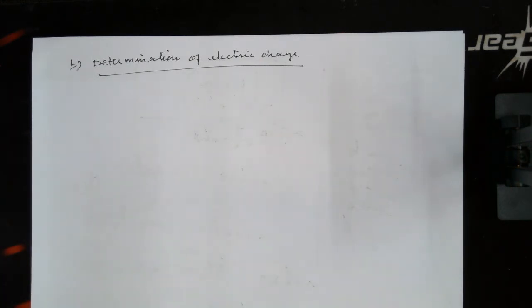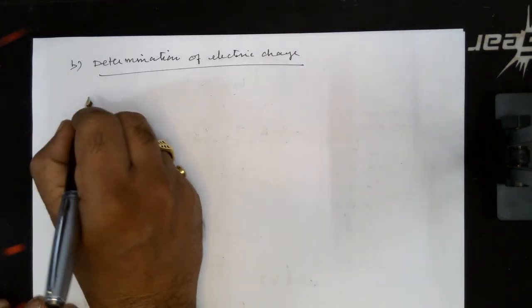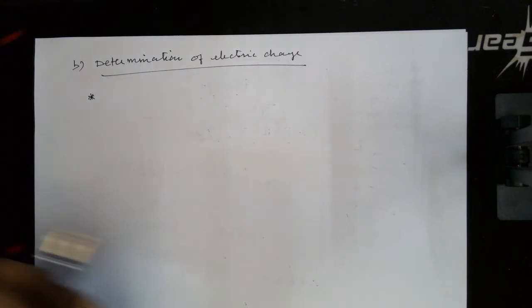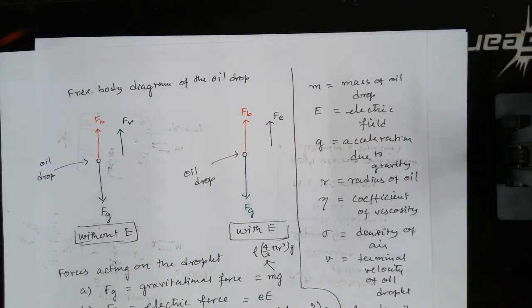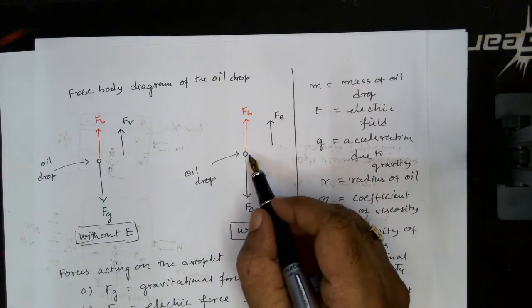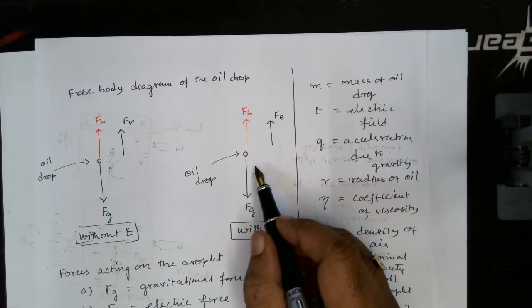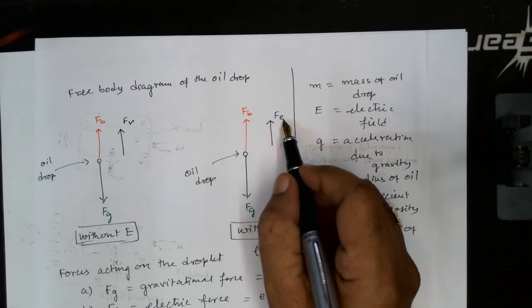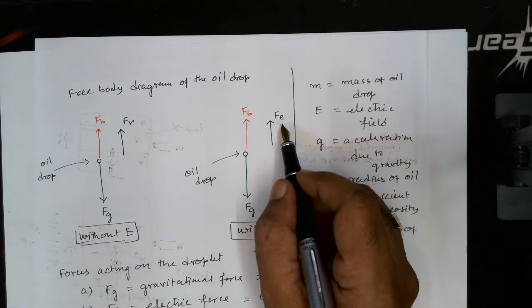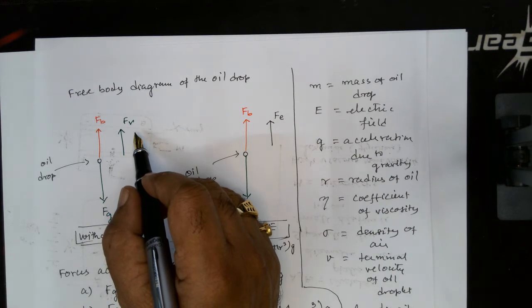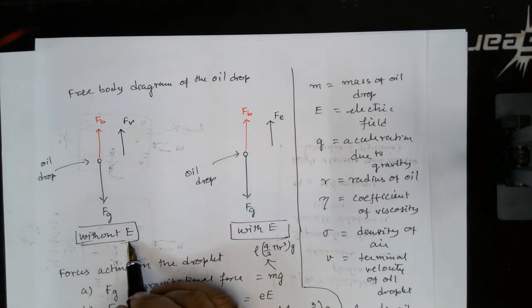So here, when we apply the electric charge, now look at this diagram. See, the descending oil can be countered by the electric charge here, as in the case of viscous force, when it is without electric field.